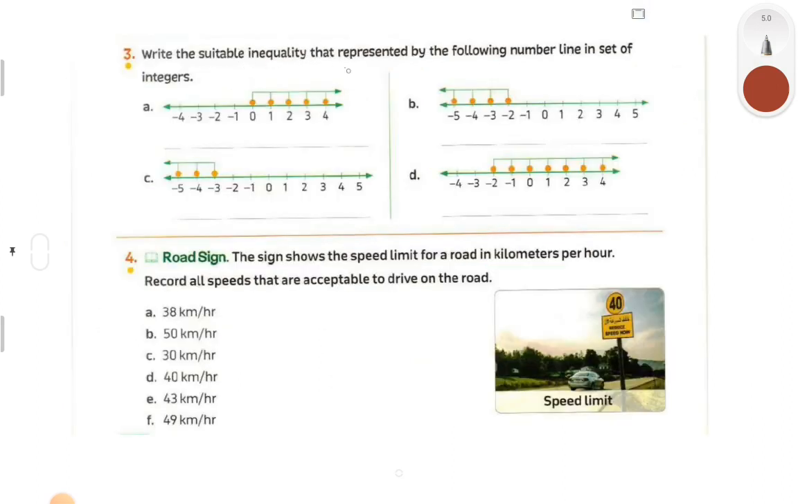Write the suitable inequality. He asked us to write the inequality that represents the following number line. Look at the number line and write the inequality. Here we start with 0, 1, 2, 3, 4. Now I can write x, less than or greater than what? This is going in the positive direction, so it's greater than. Greater than what? Greater than negative 1. Negative 1 is not with me, it's an integer.